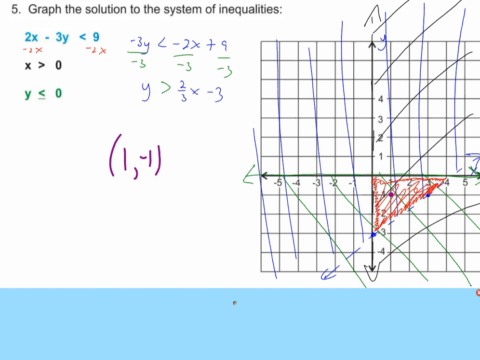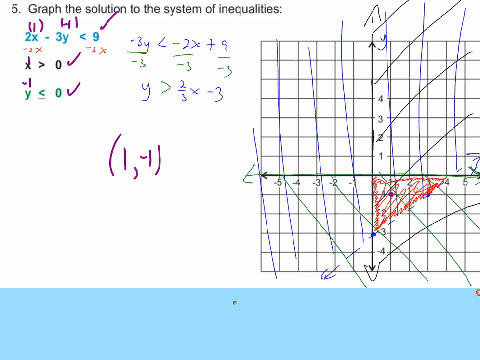Let's go to our originals. 1, -1. 2 times 1 is 2. -3 times -1 is a +3, right? 2 and 3 is 5. Is 5 less than 9? Worked in that one. Put in 1. Is 1 greater than 0? Worked for that one. Put in -1. Is -1 less than 0? Yes. Hey, it worked for all three.